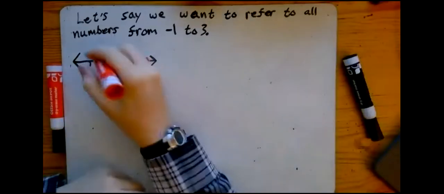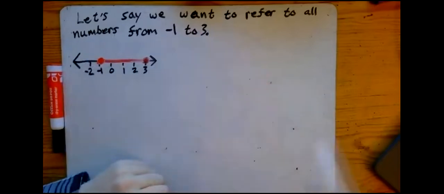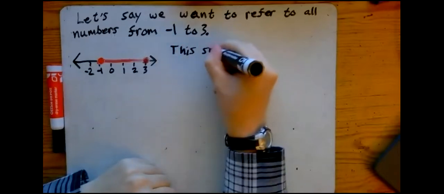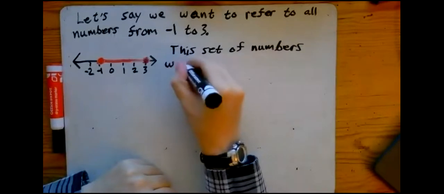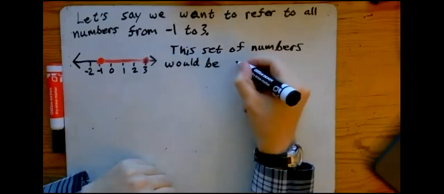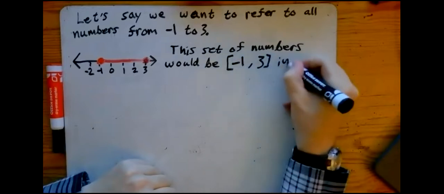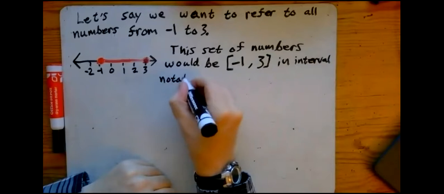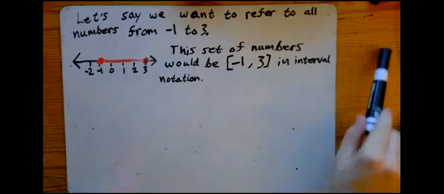Just a second. It's actually very important that this be dark. There we go. Okay. So, how do we do that? Rather than writing down all these words again, the set of numbers would be negative 1 to 3 in interval notation. Pretty simple. In interval notation, you write down the first number first, the last number second.